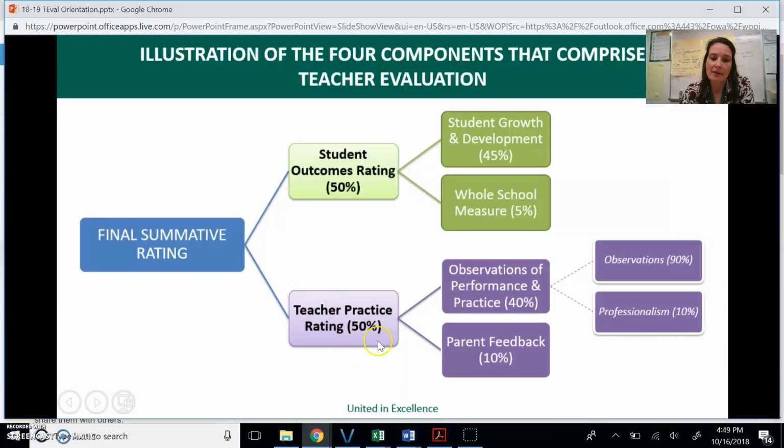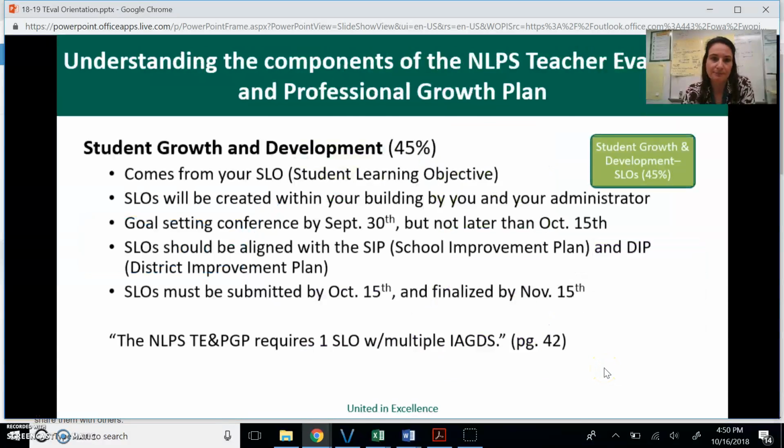The other half is the teacher practice rating. The teacher practice rating includes the observations that you have, whether it's with me, Mike, or Sean, and the parent feedback component. It's important to know that this portion, which is 40%, includes both the observations and your rating on professionalism. It's important that you understand these components so you'll know where your score is derived from.